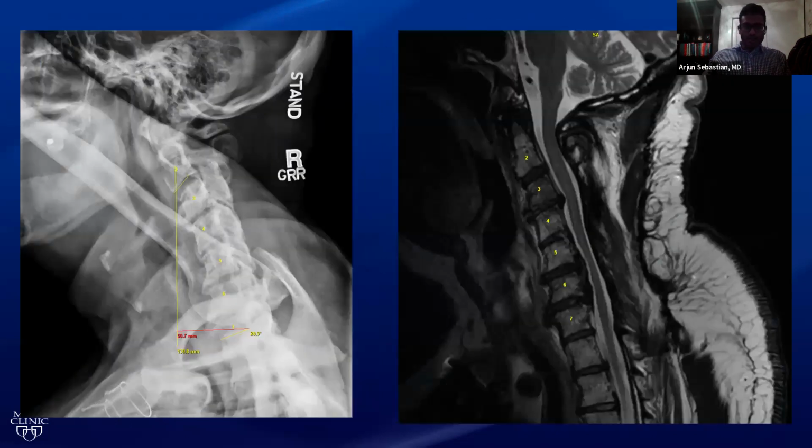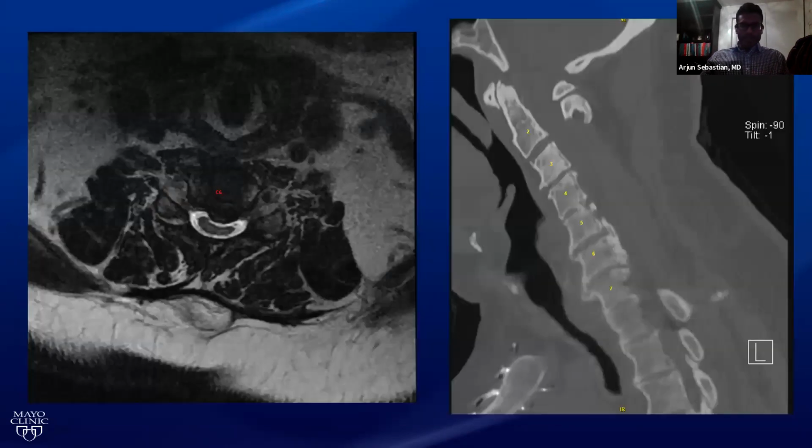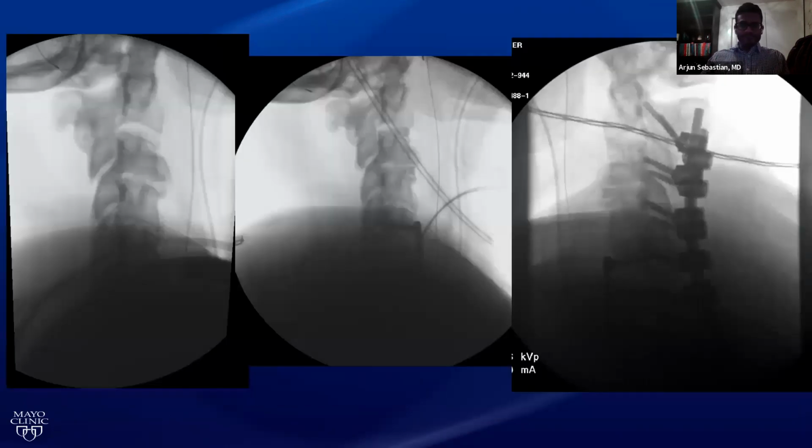Looking at his alignment parameters here again, he has about a 28-degree kyphosis with a 5-centimeter SVA, and evidence of cord compression and OPLL on the cervical MRI there to the right. It's a little bit easier to appreciate the cord deformation in this setting on the axial images, and then the cross-sectional sagittal CT image showing again the OPLL.